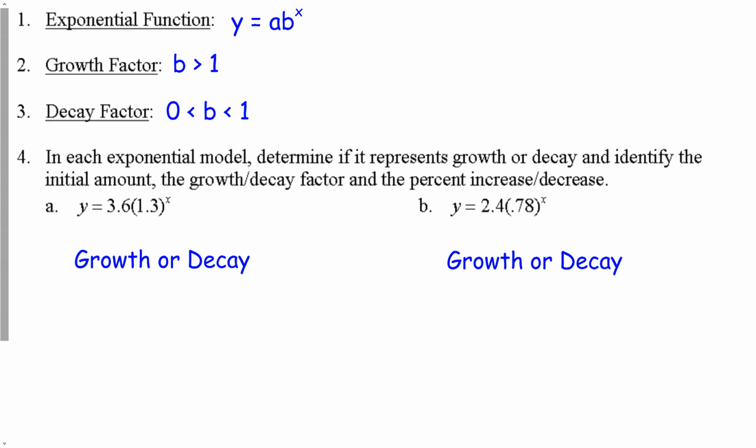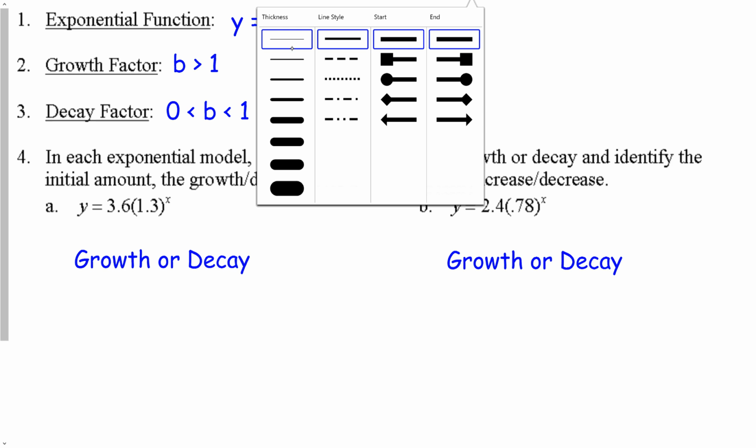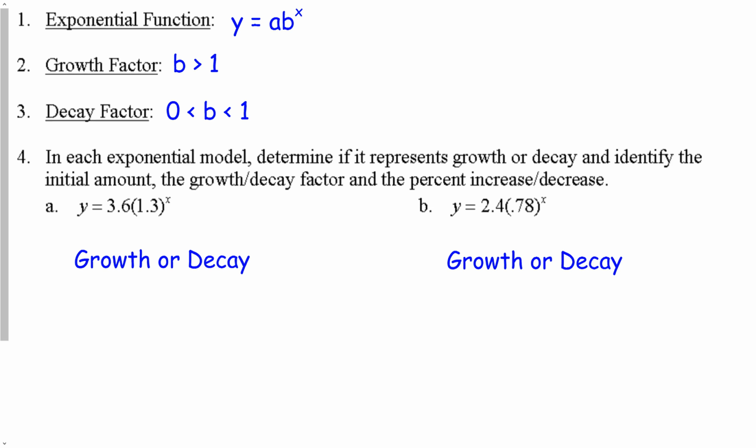So the first thing we have to be able to do is look at an exponential model or an exponential equation and determine if it represents growth or decay, and then find the initial amount, the growth or decay factor, and the percent increase or decrease. So first thing we look at is our b value. If our b value is greater than 1, we are going to have an exponential growth model, and if it's less than 1, we are going to have an exponential decay model.